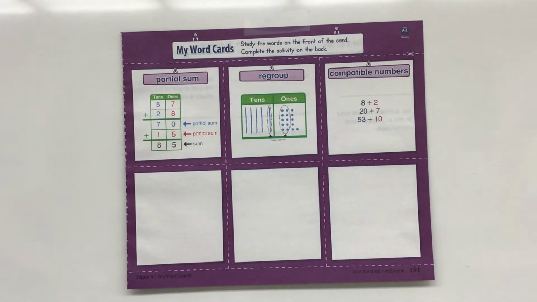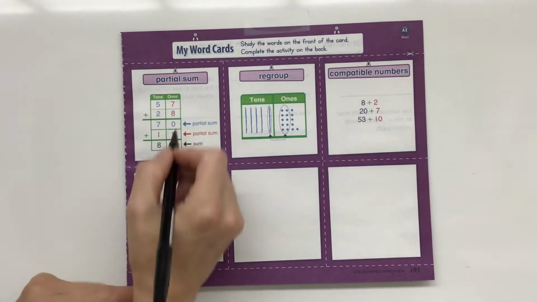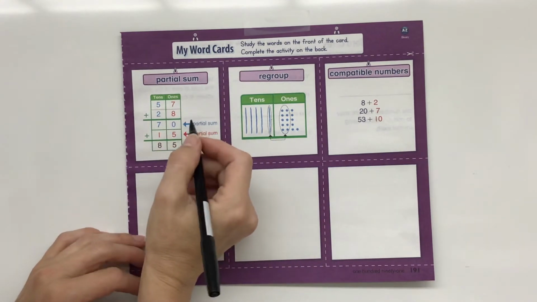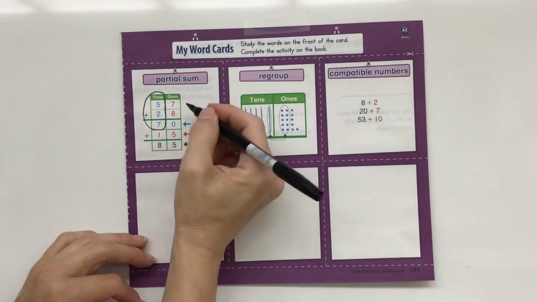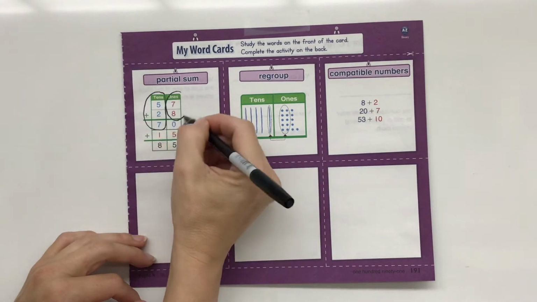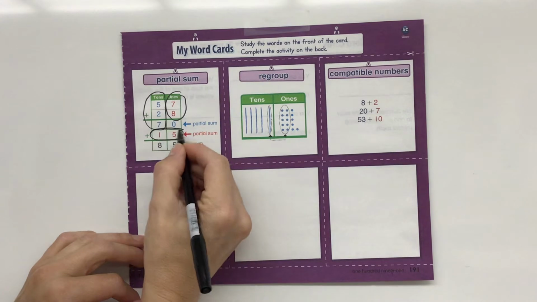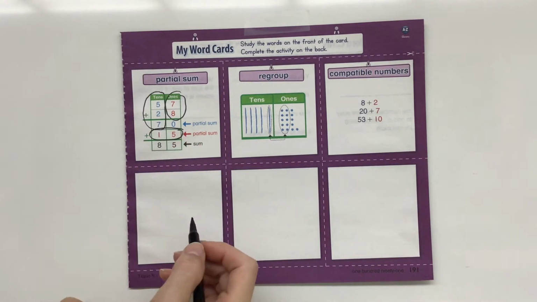It says, study the words on the front and back of the cards. Complete the activity on the back, okay? So we have partial sum. So with partial sum, we add the tens first, and then we add the ones in red, which is 15, and then we add them all together.